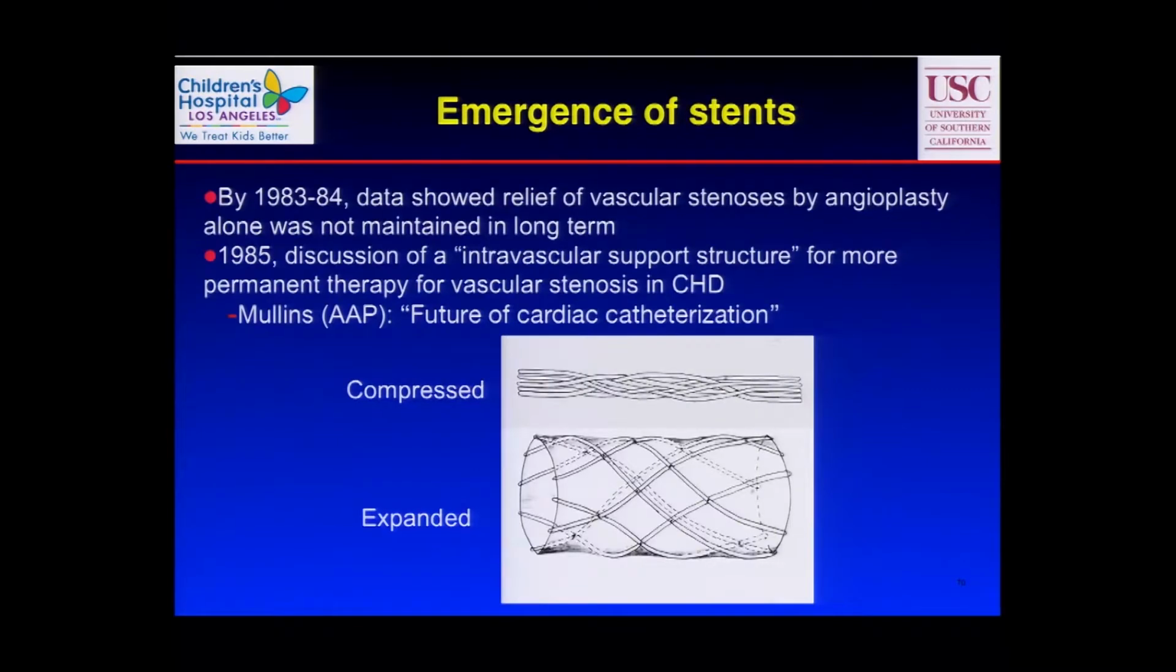In the early 80s, the stents came along, the emergence of stents. Now, Dr. Mullins told me that in 1985, he gave a lecture called The Future of Cardiac Catheterization at the American Academy of Pediatrics, and he talked about stents. It wasn't there yet, but he was talking about it, and this was his drawing of the stent, what it would look like. At that time, people thought about using sort of wires that can be compressed, passed through the tube, and expanded.